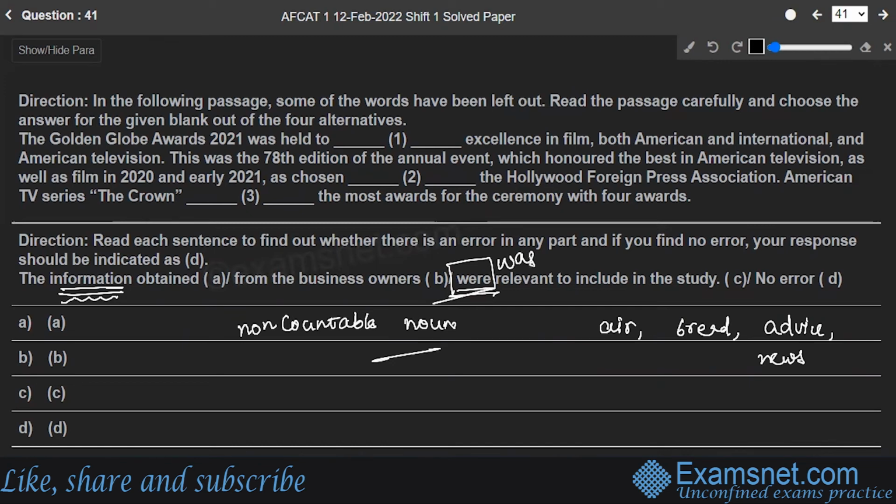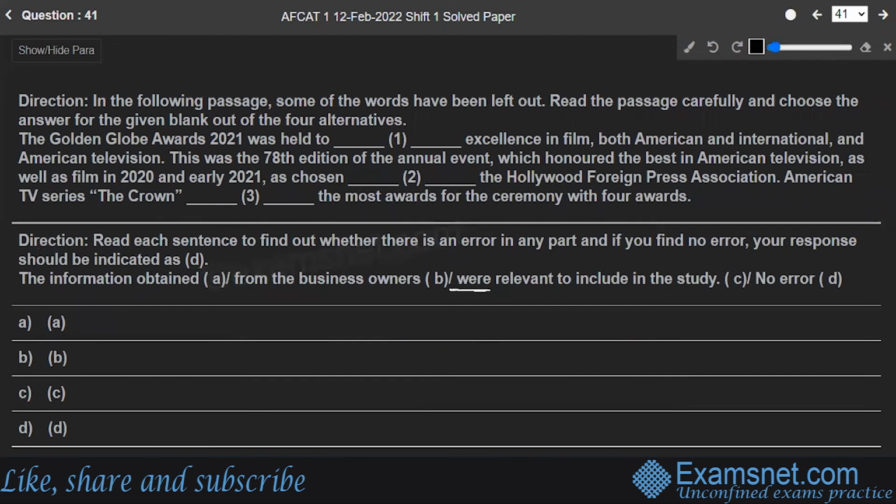I hope this is clear. So this is the correct one. The word were is supposed to be was. The word were is the incorrect one. So option C is the incorrect one, which has the error in it, and it was supposed to be was in this statement. So this is the correct option. Hope this is clear to you. Let's move to the next question.